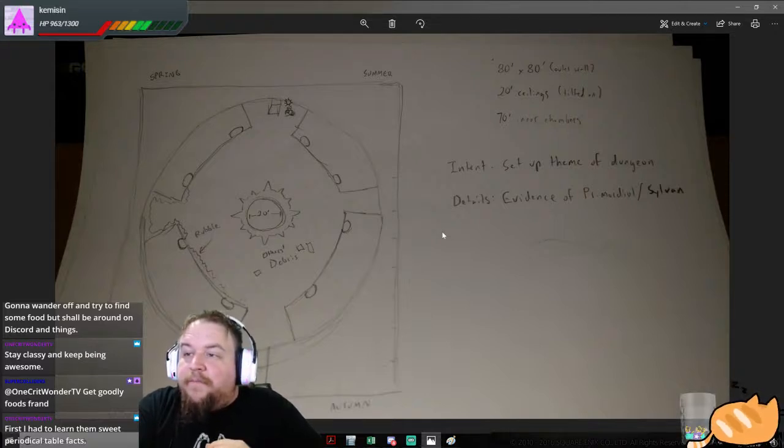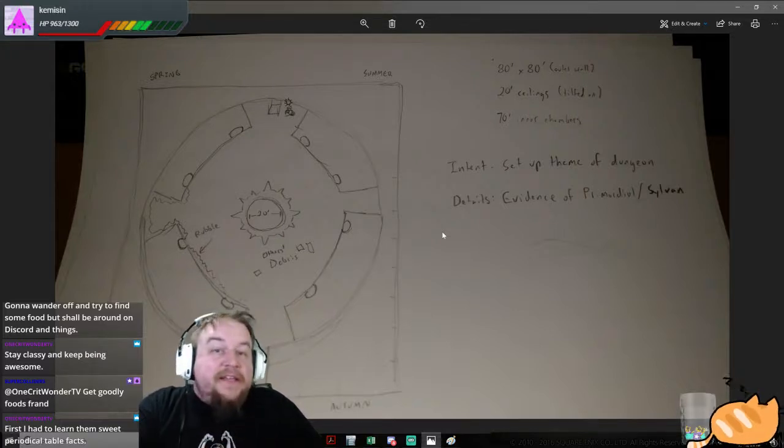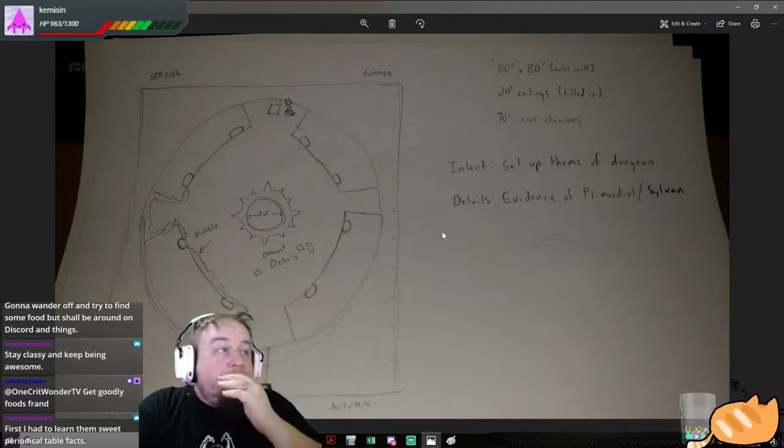First, I had to learn them sweet periodic table facts. Yep. It's plumbing because it was made of lead, and lead is PB because the Latin name is plomb.